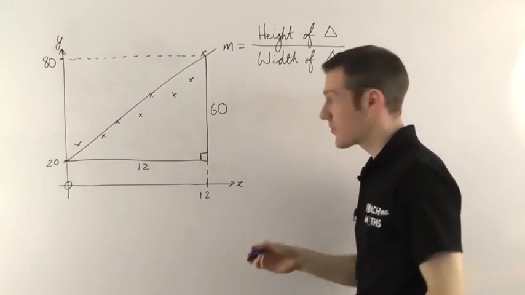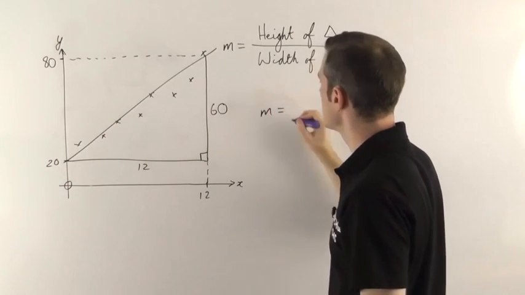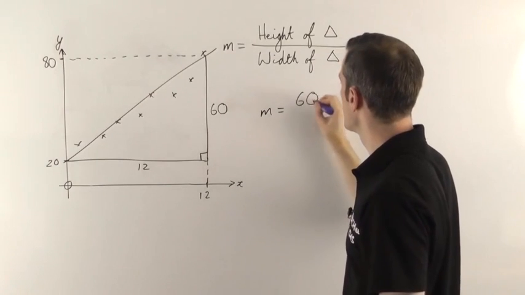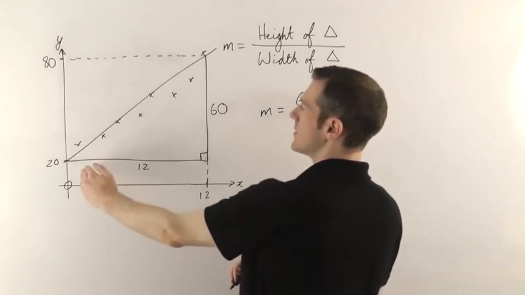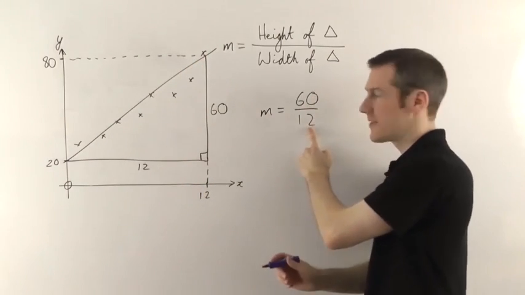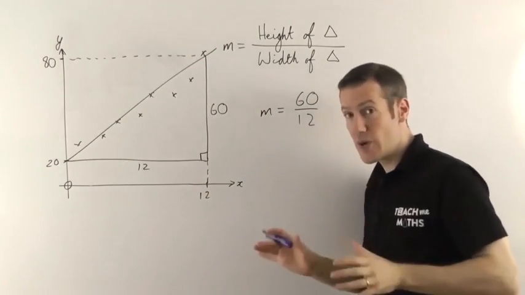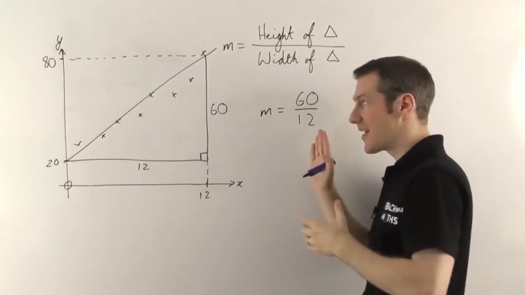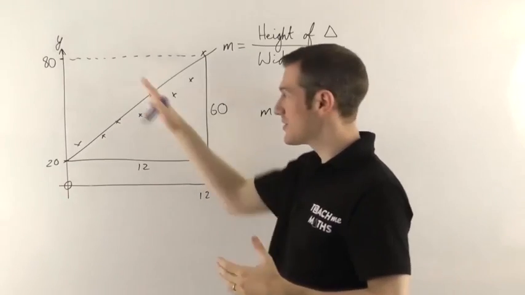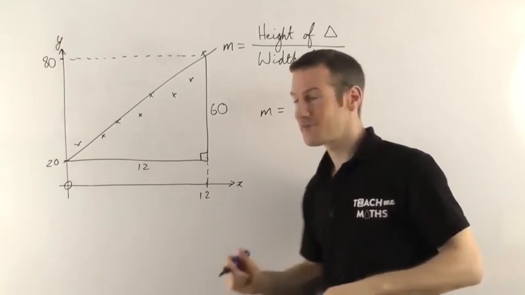So now I can work out the gradient. M is going to be 60 divided by 12. And just be careful, this is uphill, so it's positive. We don't need to put a minus sign. But you must always check. If the line goes downhill, you must stick a minus sign here, because your final gradient for a line that goes downhill will always be negative.